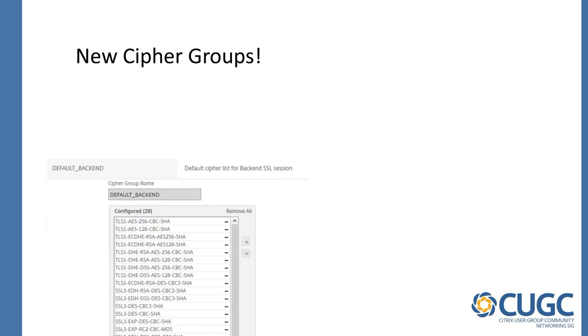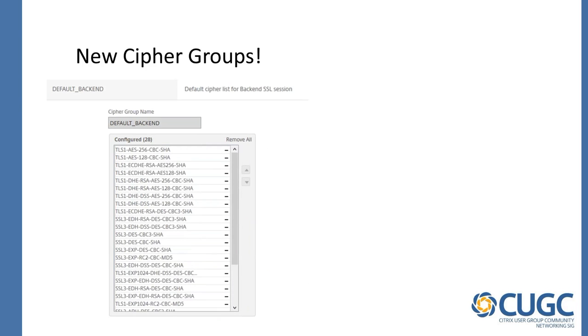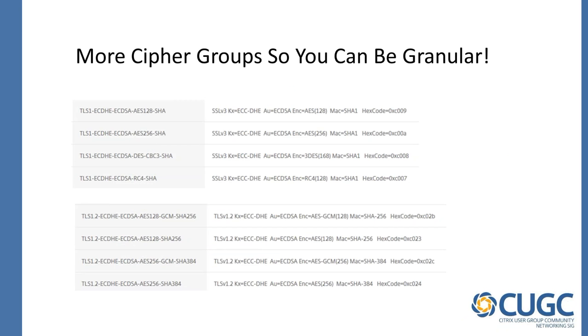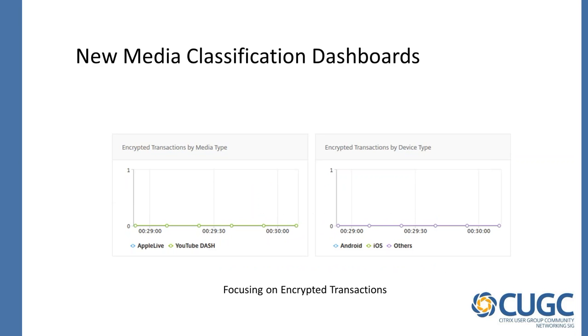New cipher groups. We do have the default backend cipher group. Now this controls the SSL to the backend services. We also have the ECDSA ciphers, and to go into a little more detail, we have ECDHE with ECDSA. We have the CBC3 ciphers that we've been waiting on. The GCM, that's big. Quite a few things that people have been waiting on are now available.